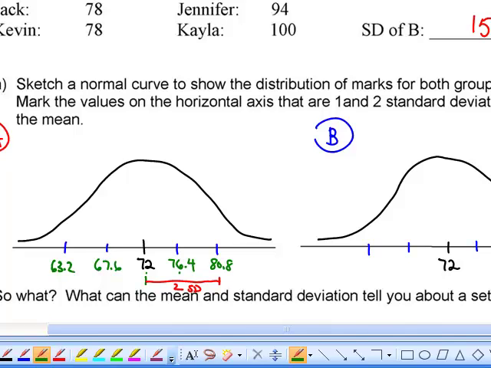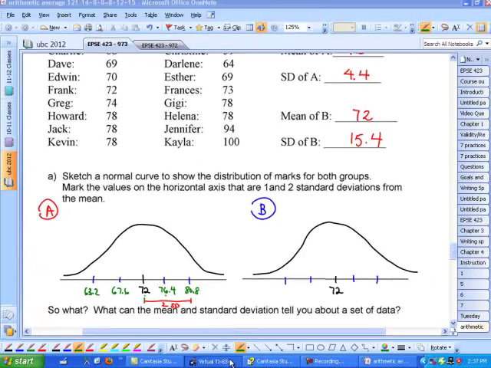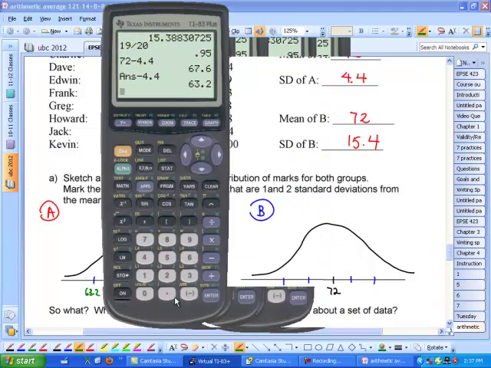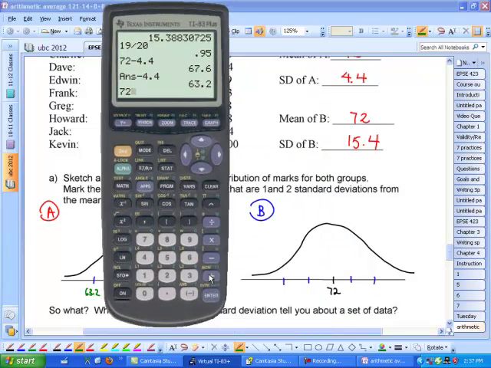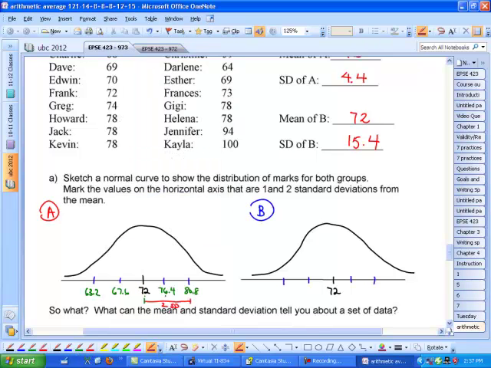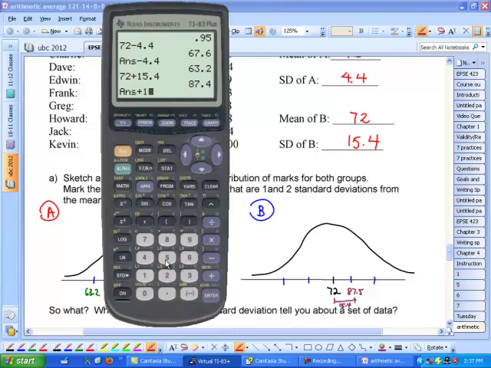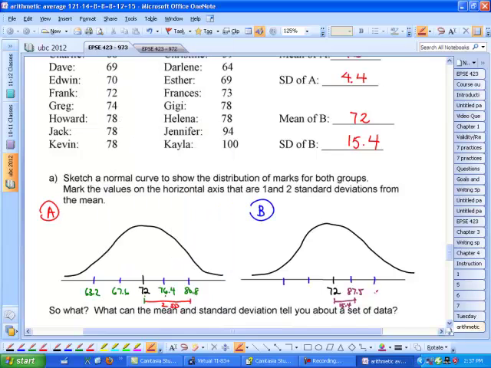All right. Do the same thing for B, and so we'll take 72. We'll add 15.4. Then that's 87.4. Remember, one standard deviation here is 15.4, okay? And then further on, one more. We'll take 15.4. And, whoa, 102.